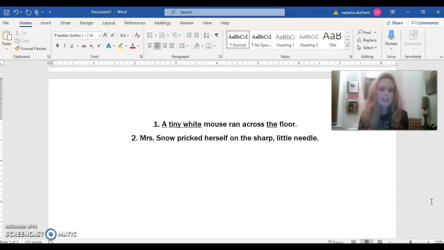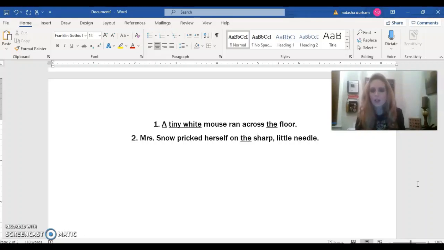Okay, let's take a look at number 2. Miss Snow pricked herself on the sharp little needle. Again, let's start with the articles. Do you see a, an, or the in the sentence? Oh, yep, I do. The. Okay, so we have the article underlined. Now let's look for some more adjectives. Let's take a look. Needle. Okay, needle's a noun.